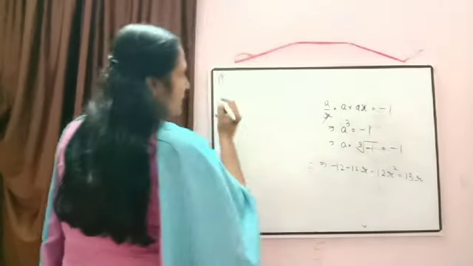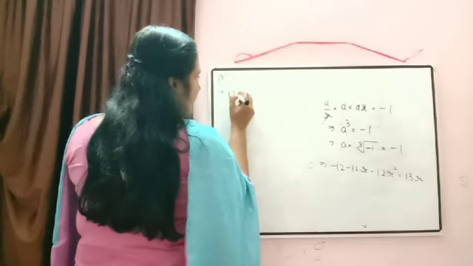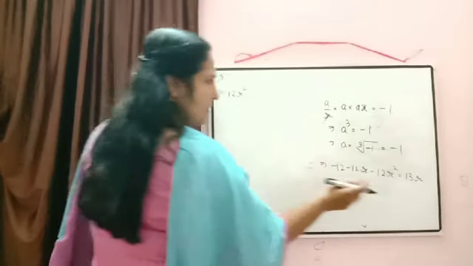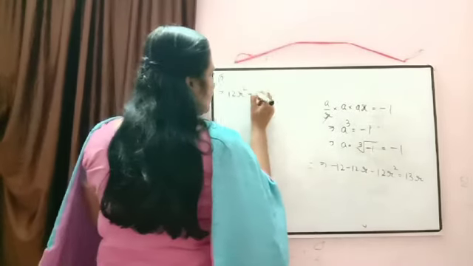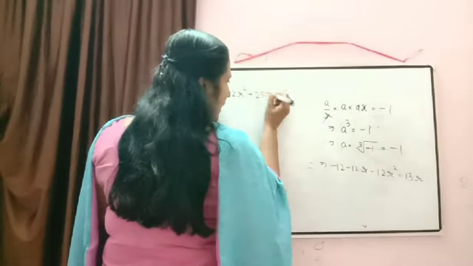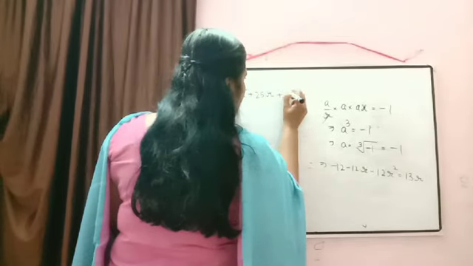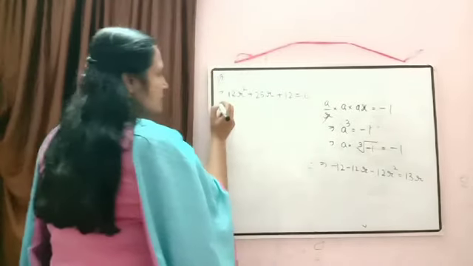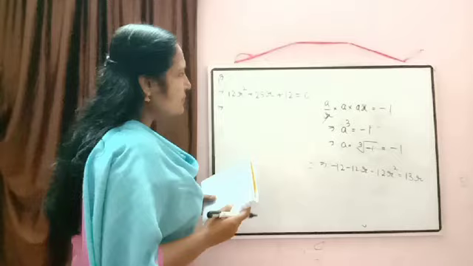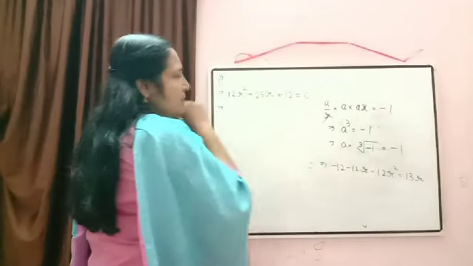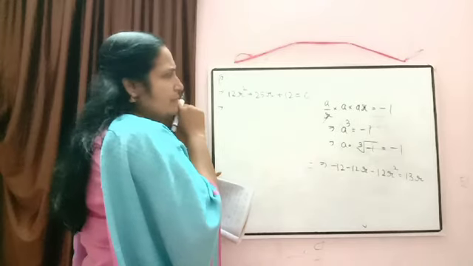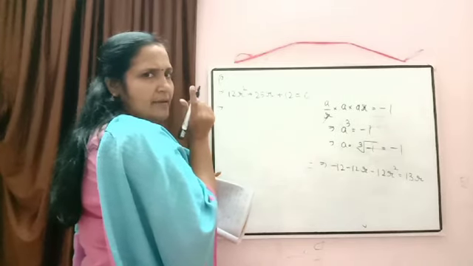So shifting to the right hand side, we'll get 12R² + 13R + 12R, which will be equal to 12R² + 25R + 12 = 0. Now just to check, we have to find two numbers whose sum should be equal to 25 and product should be equal to 144. So I think 16 and 9.